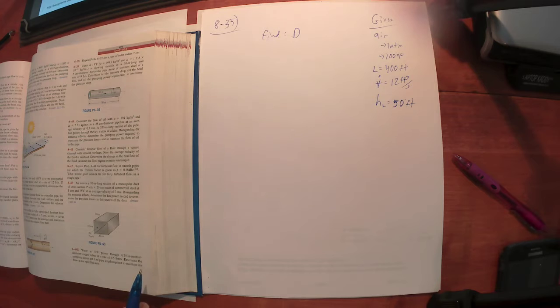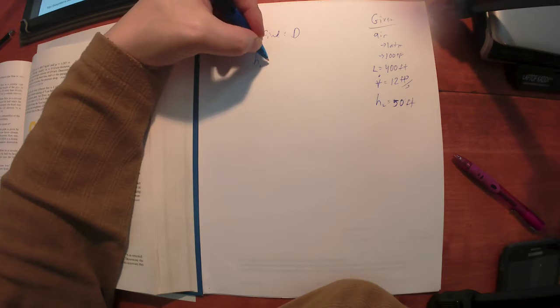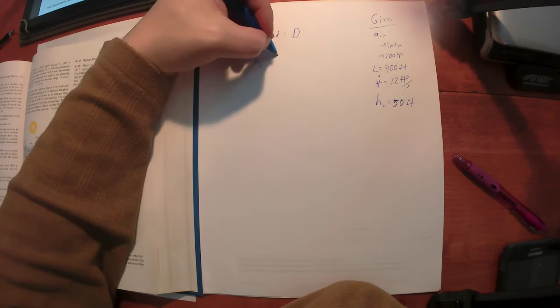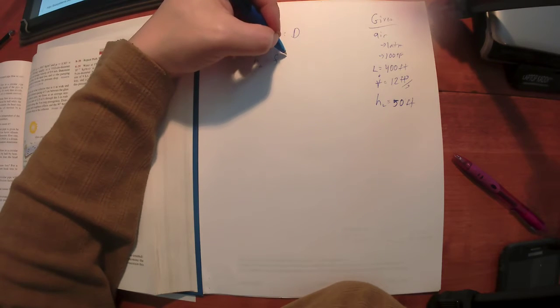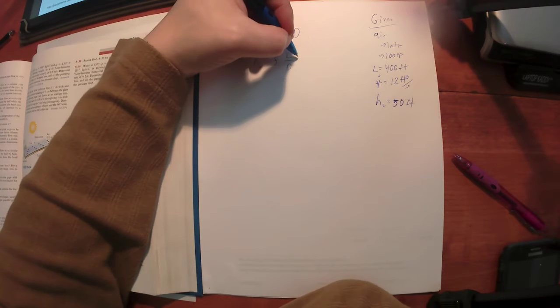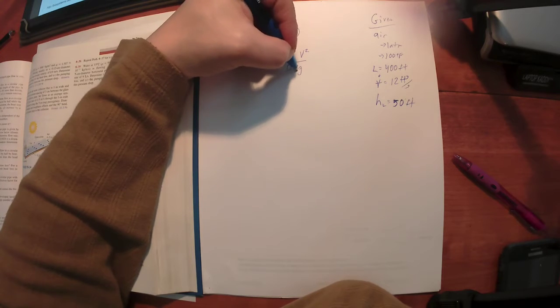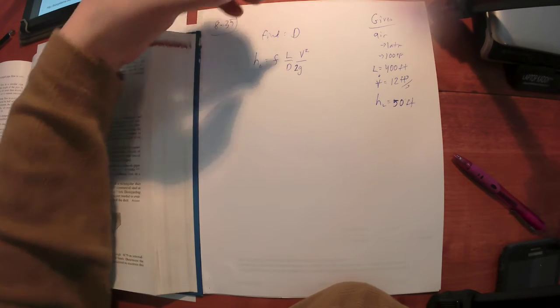Some ways we can find that, given what we have. We know we've been given the head loss, and we can find the head loss based on the Darcy friction factor, length divided by diameter, the average speed squared divided by 2g.